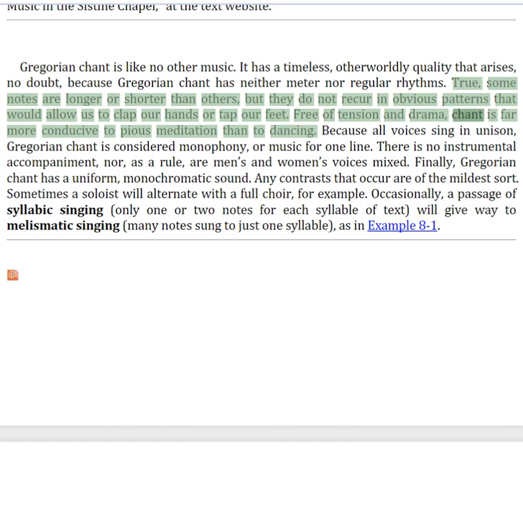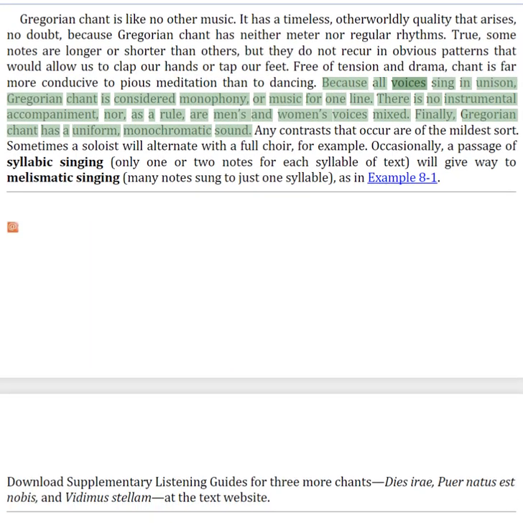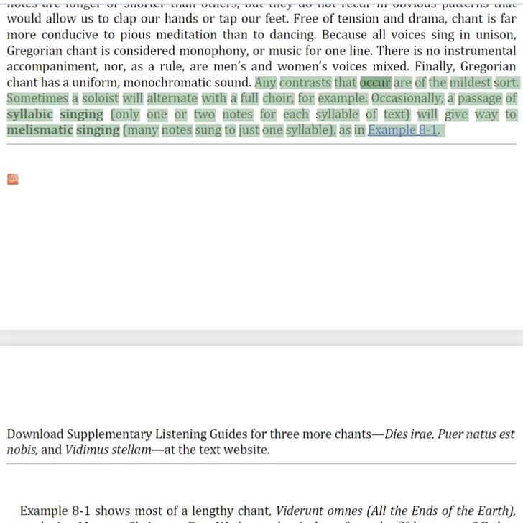Free of tension and drama, chant is far more conducive to pious meditation than to dancing. Because all voices sing in unison, Gregorian chant is considered monophony, or music for one line. There is no instrumental accompaniment, nor, as a rule, are men's and women's voices mixed. Finally, Gregorian chant has a uniform, monochromatic sound. Any contrasts that occur are of the mildest sort. Sometimes a soloist will alternate with a full choir, for example. Occasionally, a passage of syllabic singing will give way to melismatic singing, as in example 8:1.